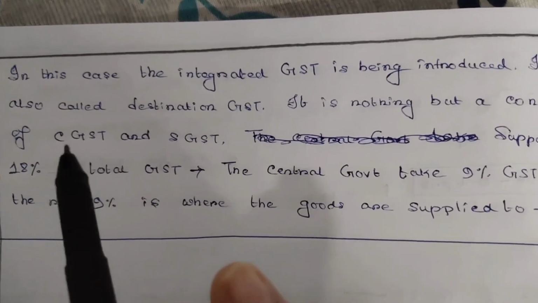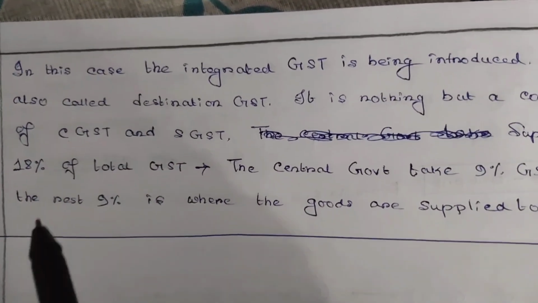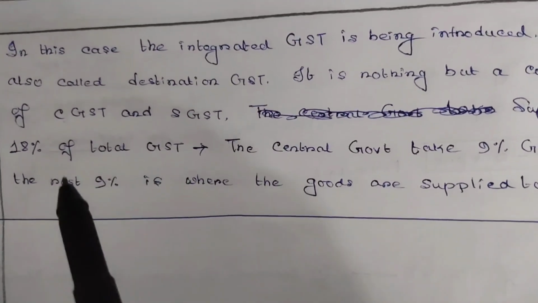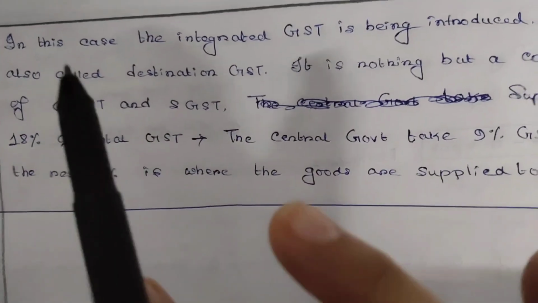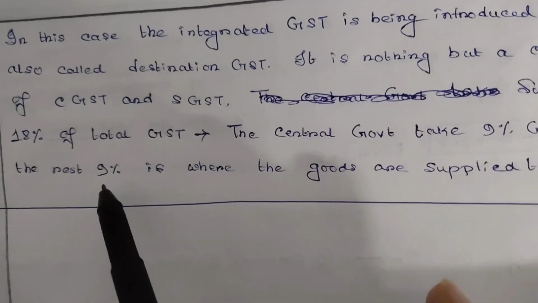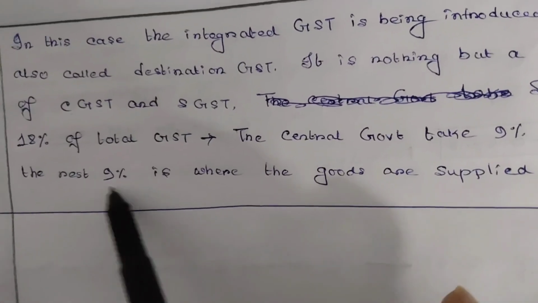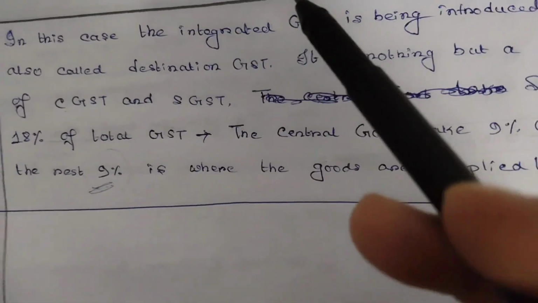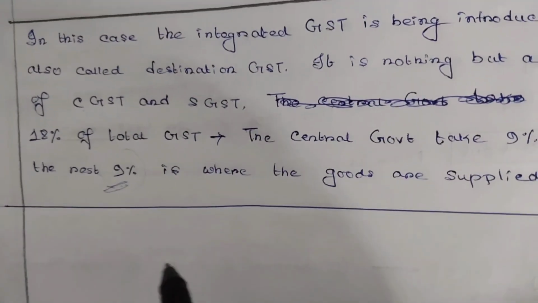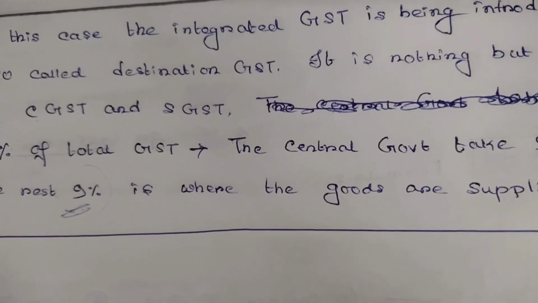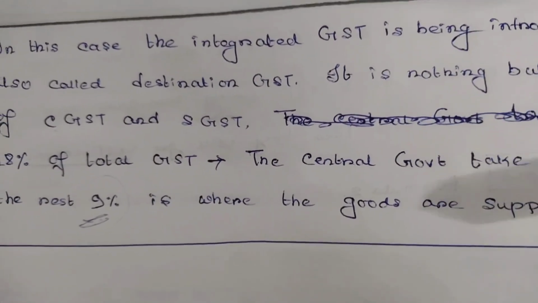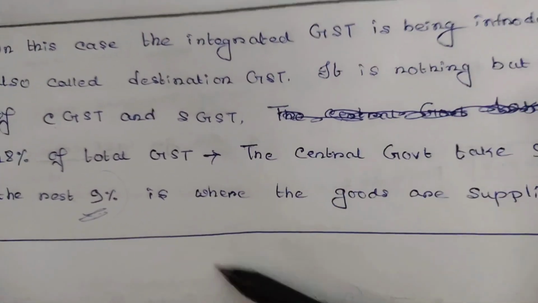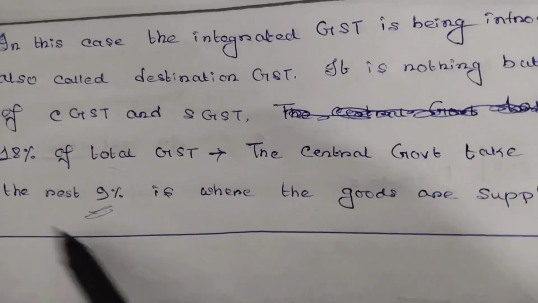Suppose 18% of total GST, as we have taken an example before, and in this case I am also taking that example, the central government will take 9% of that, and the rest 9%. Those two states will argue about this 9%, who is taking the GST. In this case, the integrated GST is being introduced, and the rest of these 9% GST, the destination where the purchase is being sold, that state will take this extra, rest GST.